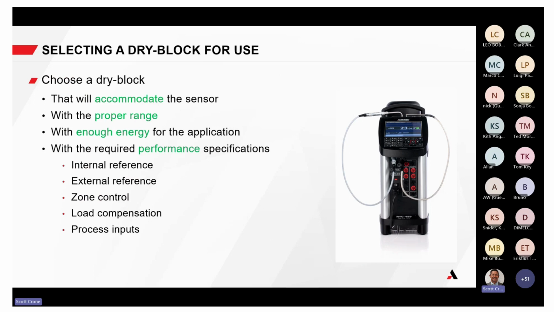When you select a dry block for use, you want to choose a dry block that's going to accommodate the sensor. It's going to have the proper range. So you might need 2 ranges, with enough energy for the application, not right at the edge of the operating range, or that has inserts long enough. Required performance specifications. Maybe it needs an internal reference. Maybe you've got to have the external reference. Might need multiple zone control. Does it need load compensation? Or does it need process inputs? Those are all considerations for the task at hand.